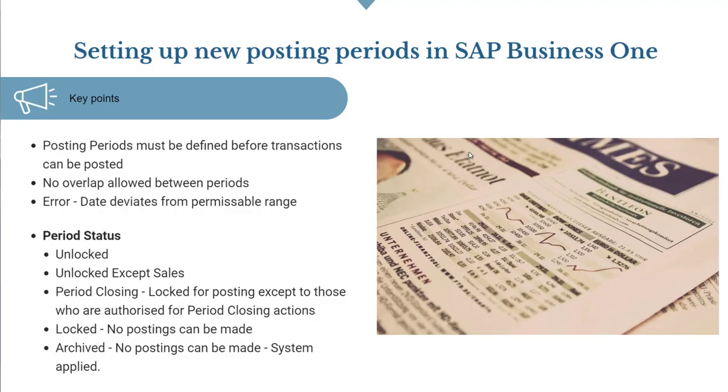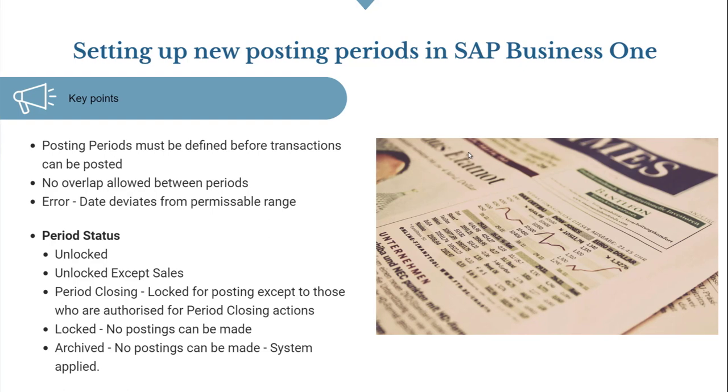Now when we go back here and we take a look at the period status, we notice that all of the periods were set up with a status of unlocked. And what that means is anybody who is authorized to use the system can post to those periods that are unlocked. Then another posting period status that can be applied is unlocked except for sales.